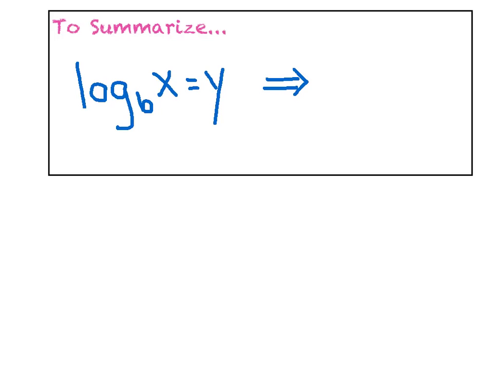I like to draw a little double arrow here indicating that it could go both ways. Think about the arrows that we would have drawn on the last slide. We said we'd start with the b right here, and we'd say b raised to the y equals the x. And that's exactly what I'm going to do over here. We're going to say base b raised to the y equals x.